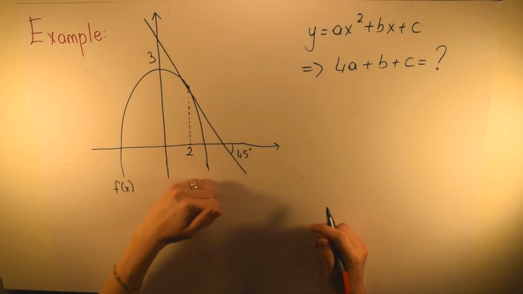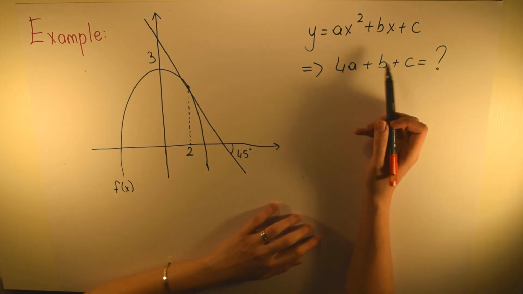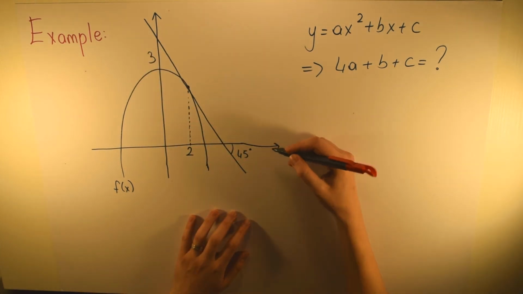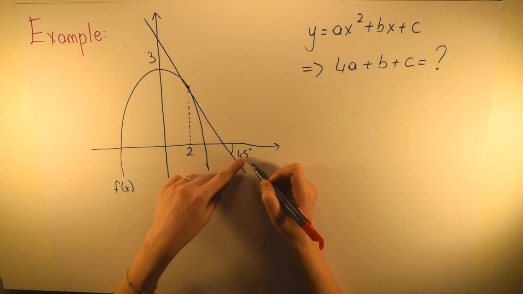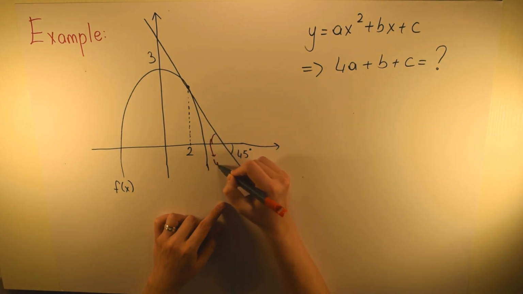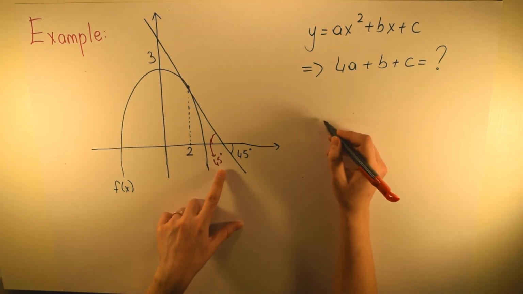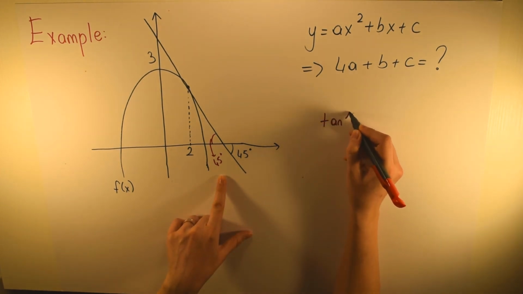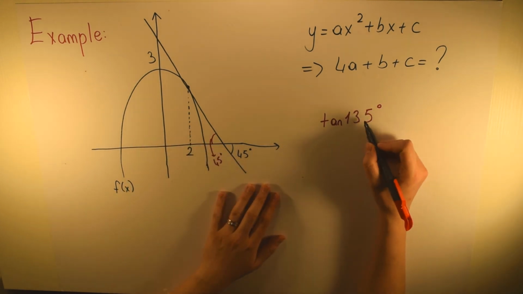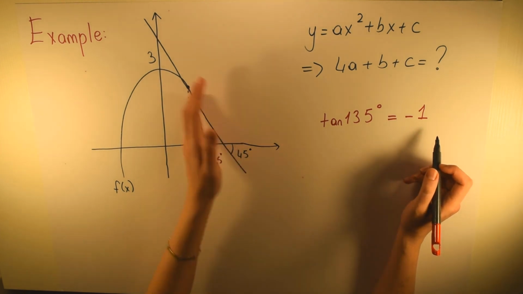Now let's continue with this example. Here we have this parabola, and this is its tangent line. So here we have y is equal to ax squared plus bx plus c. What is the value of 4a plus b plus c? On this tangent line, as you can see, we have 45 degrees here, but this is not the tangent angle. The tangent angle is actually here. This is also equal to 45 degrees, okay? But this 45 degrees is in the negative direction. That's why the slope is equal to tangent 135 degrees, okay? Why? Because it's in the negative direction. So tangent 135 degrees is equal to minus 1.